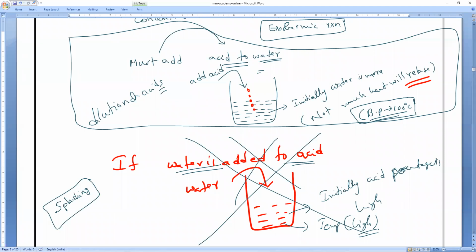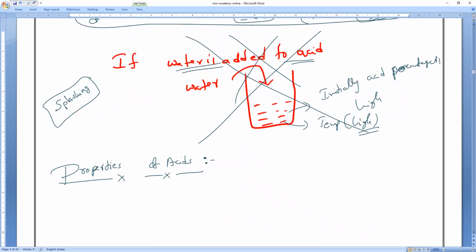Okay. So during the dilution, the strength of the acid is decreasing or increasing? Everybody, the strength of the acids decreases. Please write it. If I am diluting, write that point also. Very important. During dilution, the strength of acid decreases.